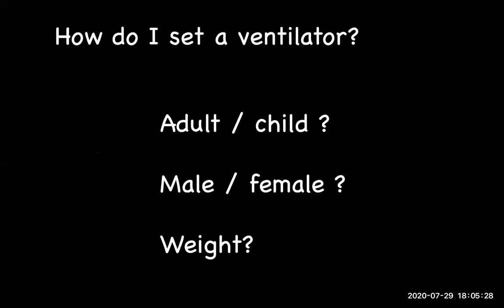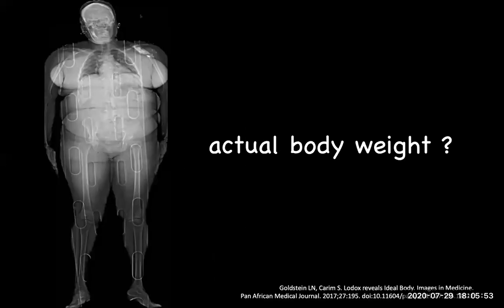One of the things that you need to think about is, when I'm setting the ventilator, how do I set it? You need to have a look at, is it an adult or a child? Because most modern ventilators have specific modes for children and for adults, and you look for the setting to make sure that you set it correctly. You also need to have a look at, am I ventilating a male or female, and have a look at the weight.